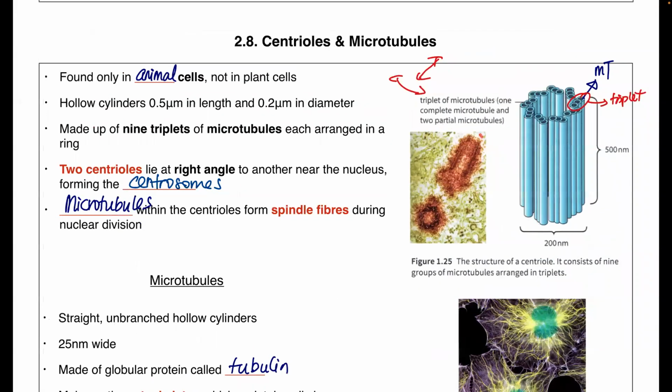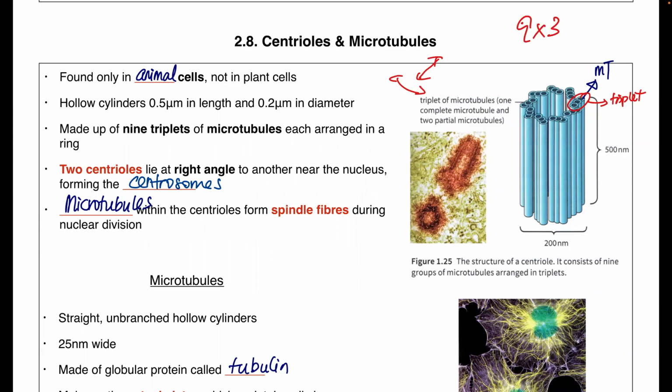Typically they occur in pairs. If you've learned mitosis before, you should have come across the term centriole. It's a 9 times 3 organization. We call this a triplet. So there are triplets of microtubules which form a ring, and that gives you the centriole structure. It's a hollow cylinder, roughly 0.5 micrometer in length and 0.2 micrometer in diameter.